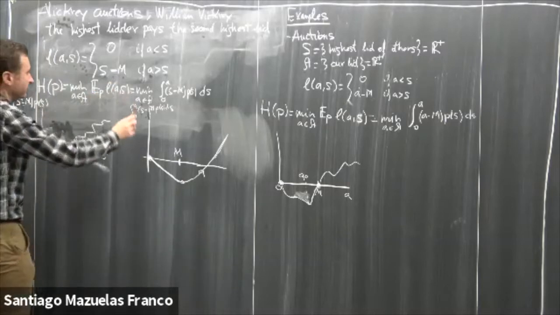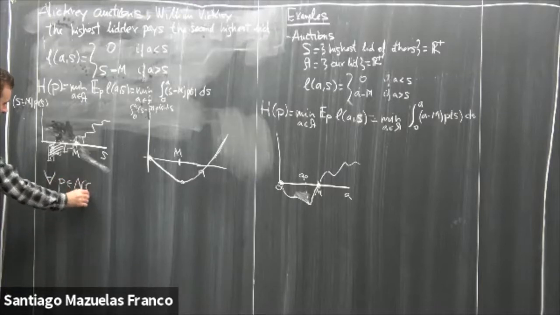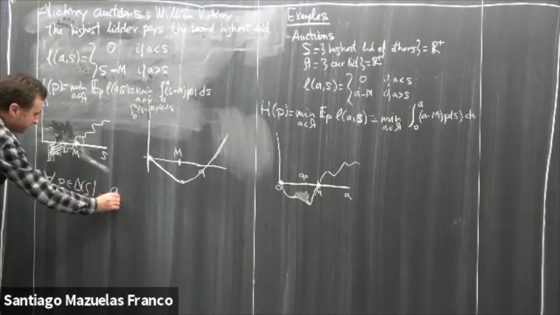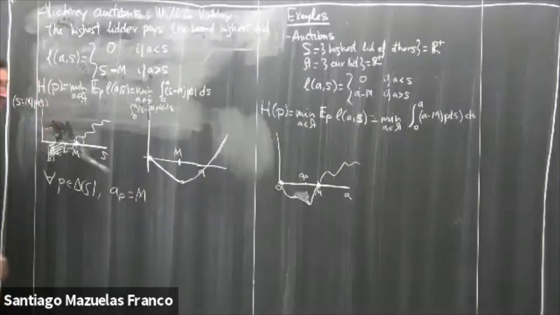No matter what P is, for anything that the others do, for any distribution of the highest bid, the best possible bid is always M.